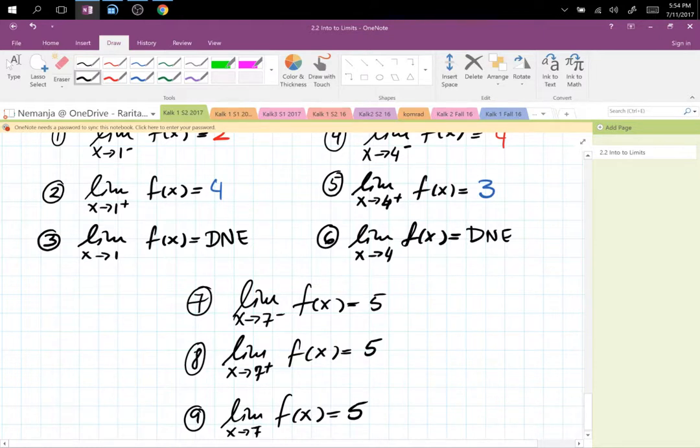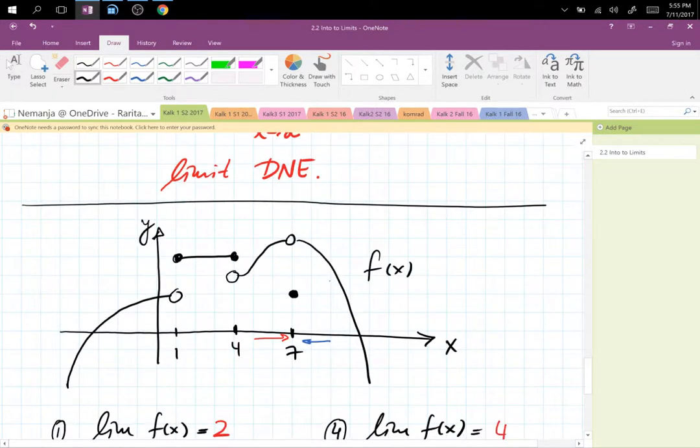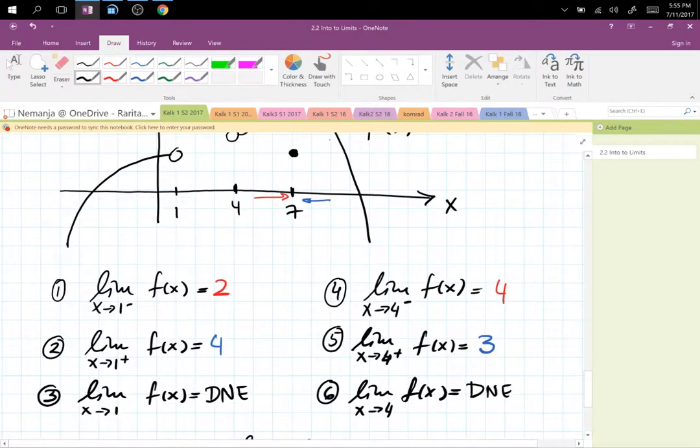I will write that f of 7 is 2 because that's where the function value is. Function value is at 2. And that takes care of this.